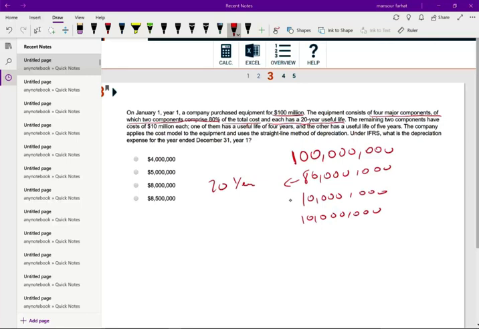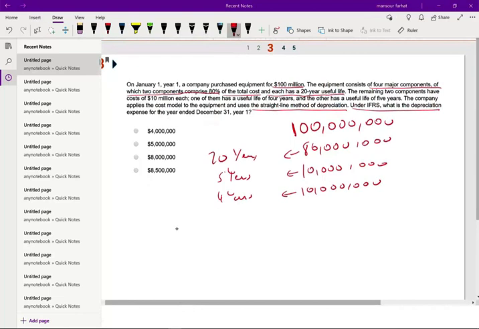One of them has a useful life of five years, and the other one has a useful life of four. The company applies the cost model to the equipment and uses the straight line method of depreciation. Under IFRS, what's the depreciation expense?